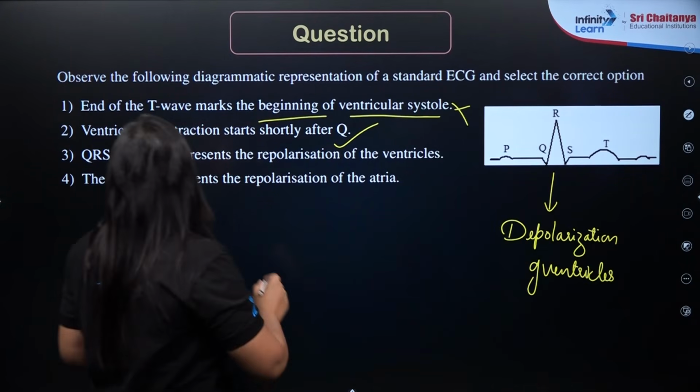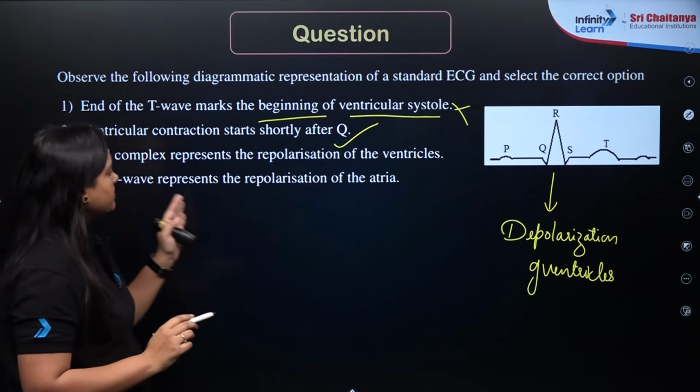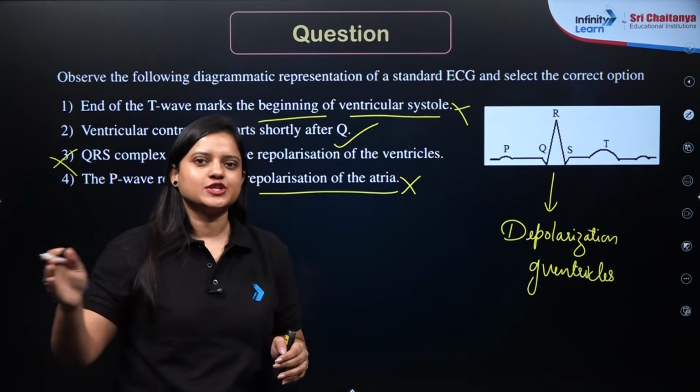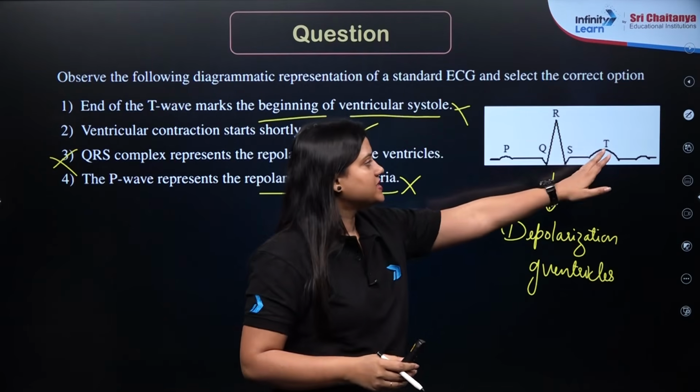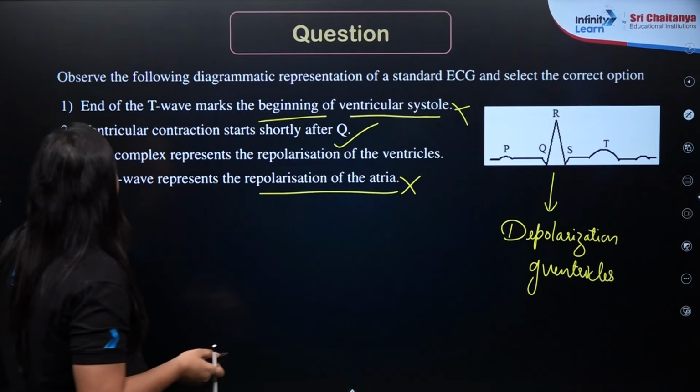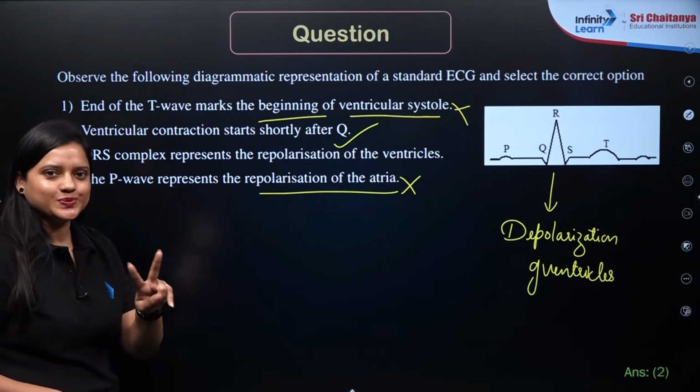Right? Now, so this is wrong. The P wave represents the repolarization of atria? No, it represents the depolarization of atria. And T wave represents the repolarization of ventricle. Right? So we got our answer. Correct answer here should be 2.